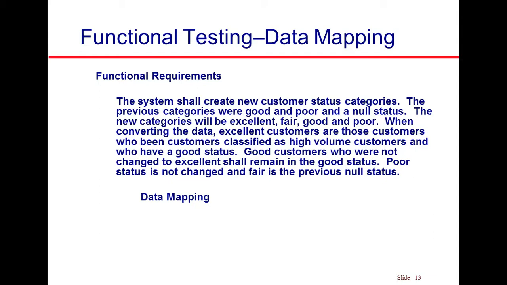Now if we talk about data mapping, then in functional requirements, the system shall create new customer status categories. The previous categories were good and poor and a null status. The new categories will be excellent, fair, good and poor. When converting the data, excellent customers are those customers classified as high volume customers who have a good status. So good customers who were not changed to excellent shall remain in the good status, and the poor status is not changed, and fair is the previous null status. So this is all about the data mapping.